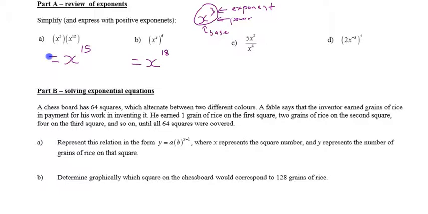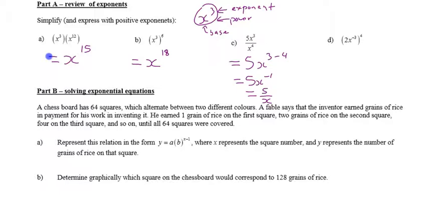5x cubed over x to the 4th. We're dividing. What do you do with powers when you divide? Minus them. So it's 5x to the 3 minus 4, which is 5x to the negative 1. But we need a positive exponent, so it becomes 5 over x. Right? So if you have a negative exponent, you just move it from where it is to where it isn't. If it's on the top and it's negative, you move it to the bottom, it becomes positive. If it's on the bottom and it's negative, you move it up top and it becomes positive. Okay? Then we get a positive exponent.